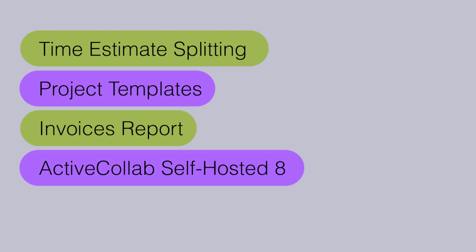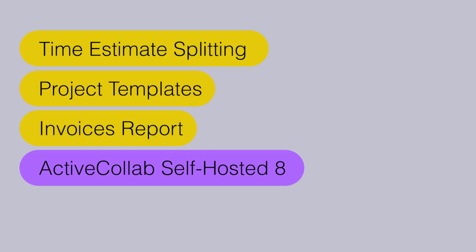We're ending this year with task estimate splitting, redesigned project templates, and a better Invoices report. We're also finishing up the long-awaited ActiveCollab Self-Hosted version 8. Keep watching to learn more.